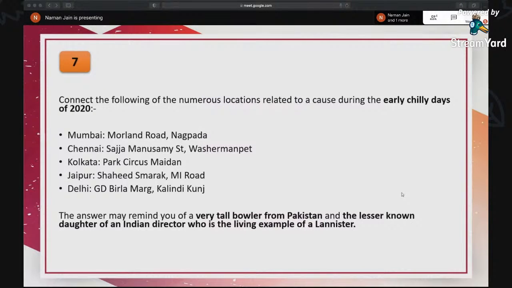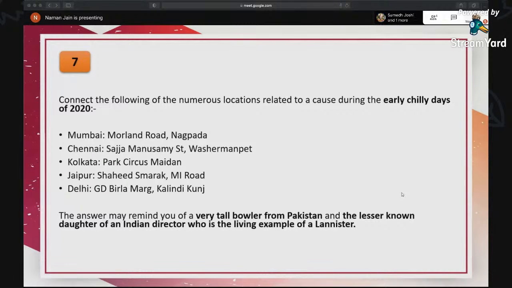Connect these places. Huge hints given. Very tall bowler from Pakistan. You can give me the full names of the bowler and the lesser known daughter in the comment section. Shaheen Bagh protest is correct. And who are the bowler and the daughter? Anyone going for it? Okay, yeah. Shaheen Bagh will fetch you points. Shaheen Afridi and Shaheen Butt says Akash Gupta.